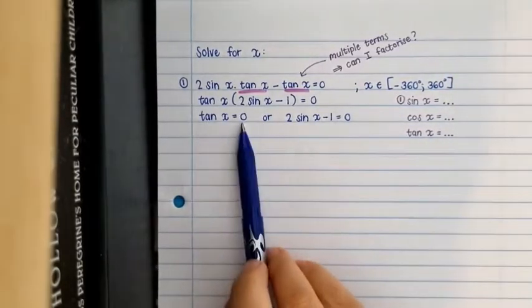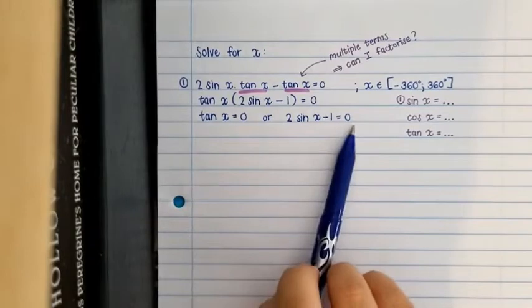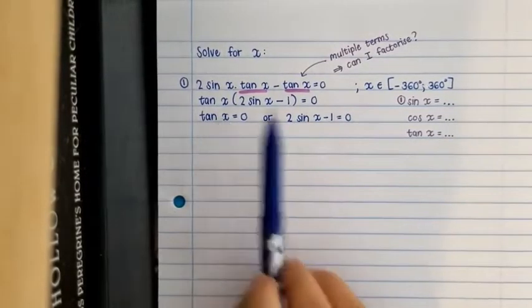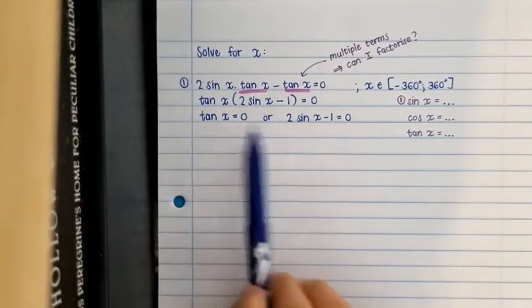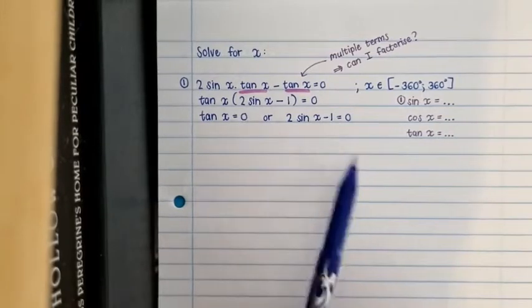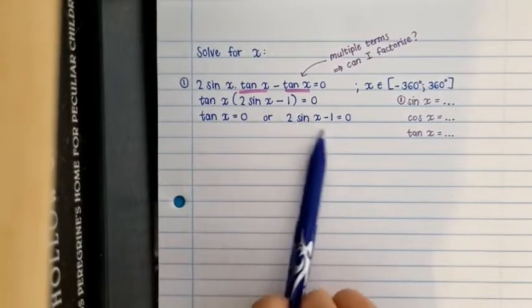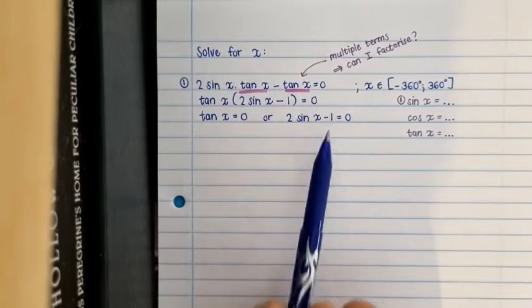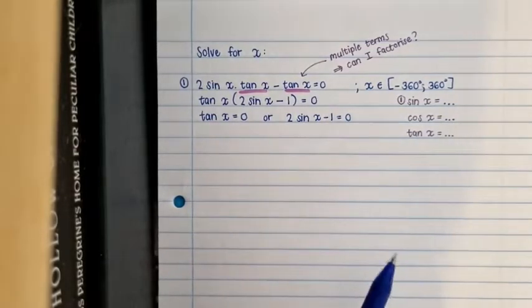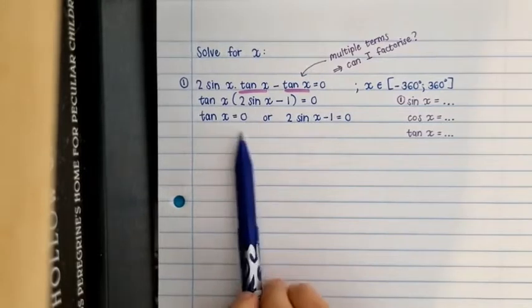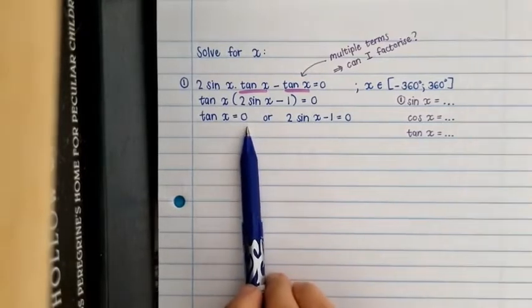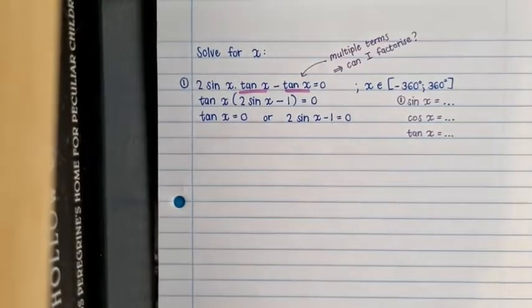All right, so tan x equals 0, and then 2 sine x minus 1 equal to 0. Now, guys, we have actually got two different trig equations here. We have tan x equal to 0, which we're going to have to solve, and then we have 2 sine x minus 1 equal to 0, which we're going to have to solve as well.